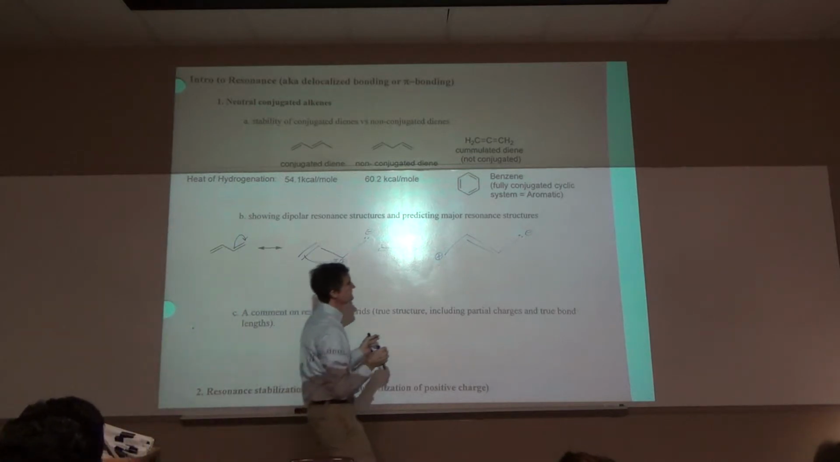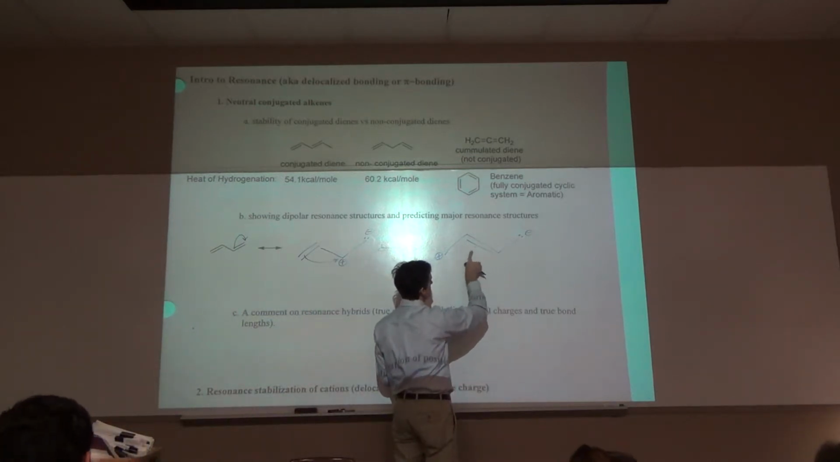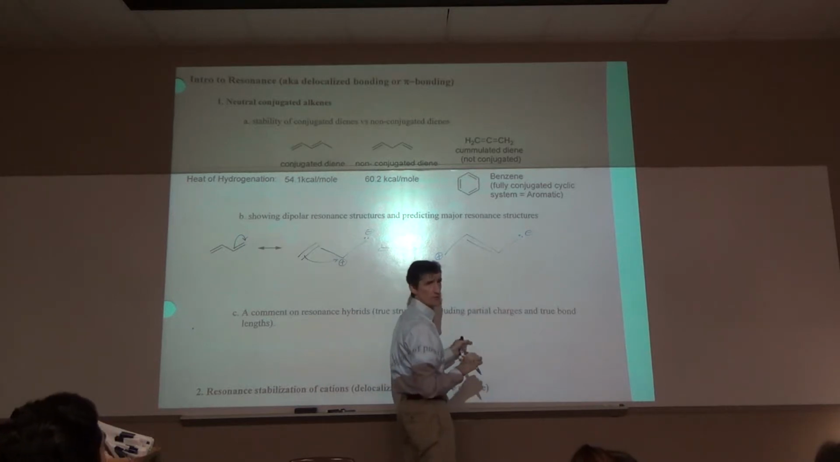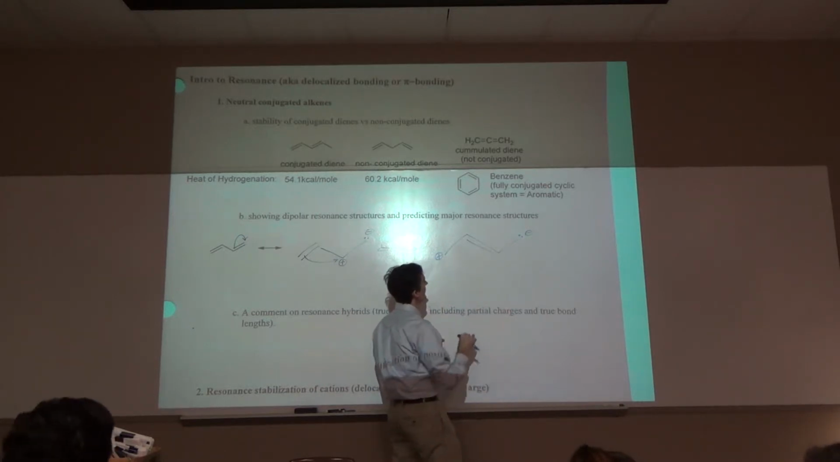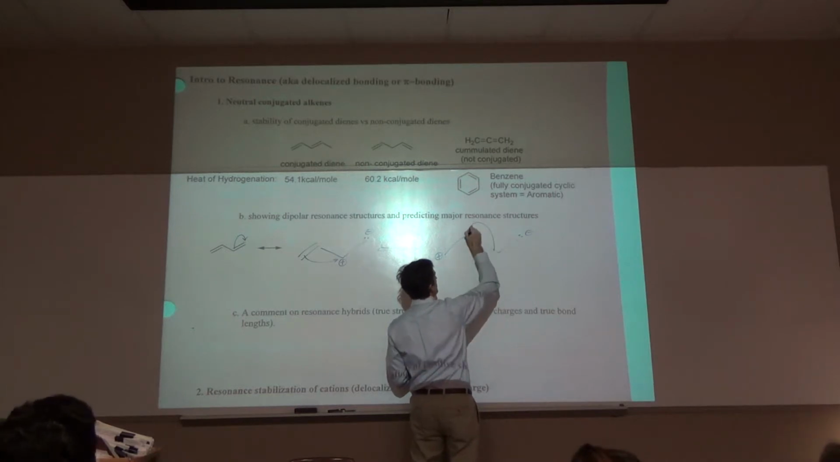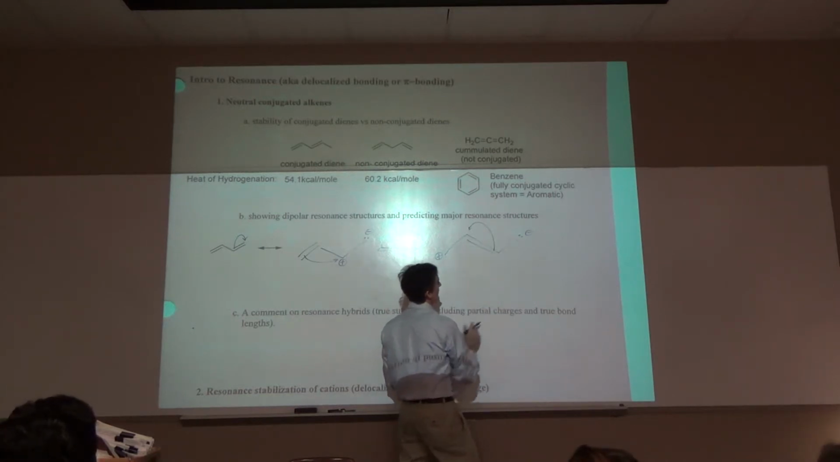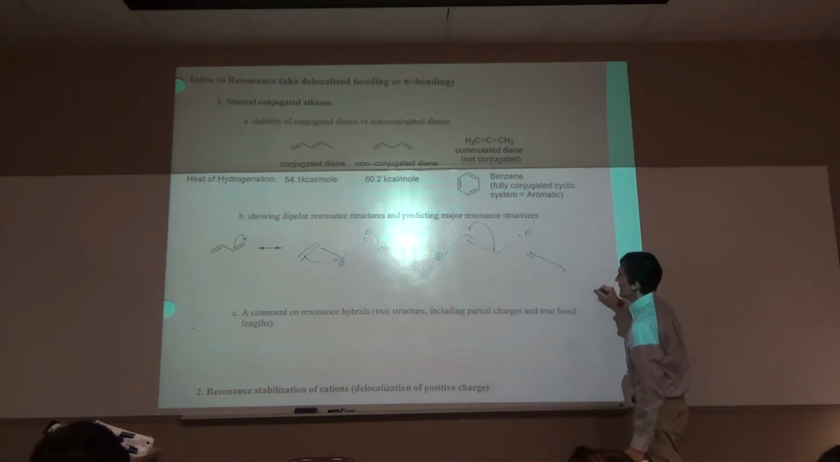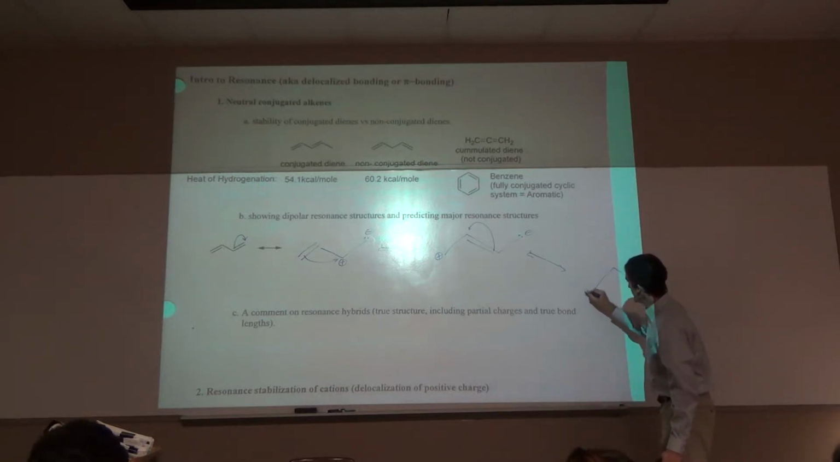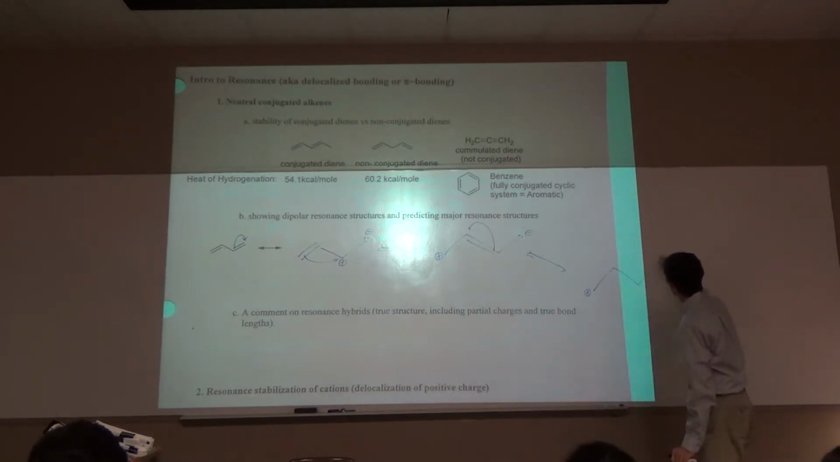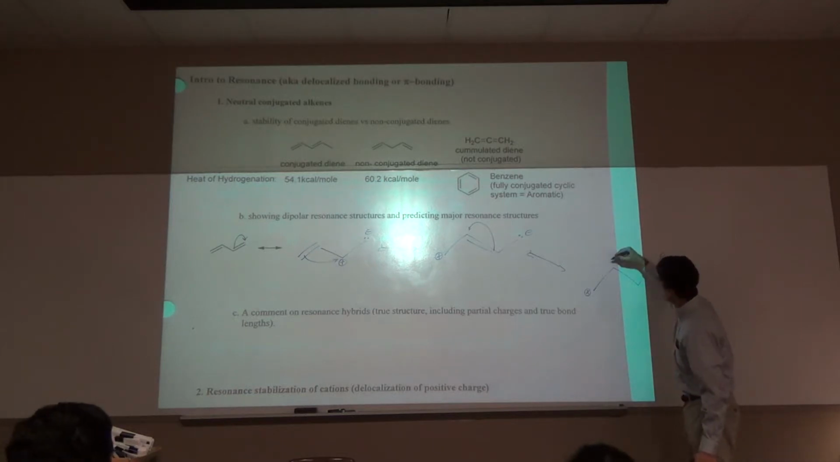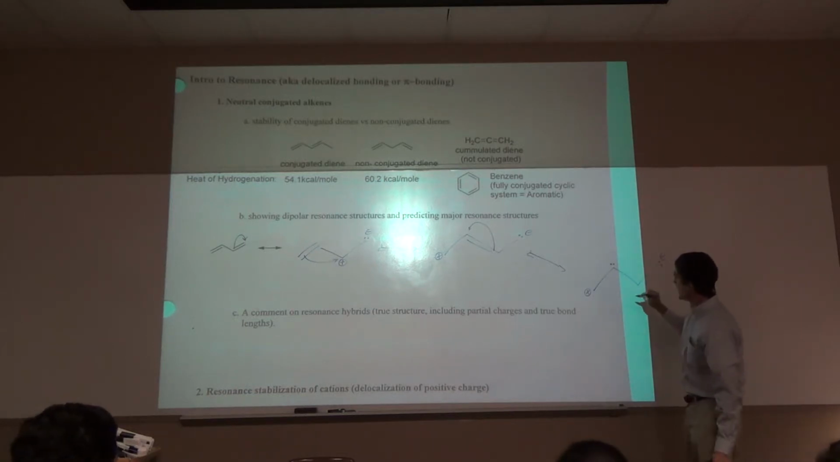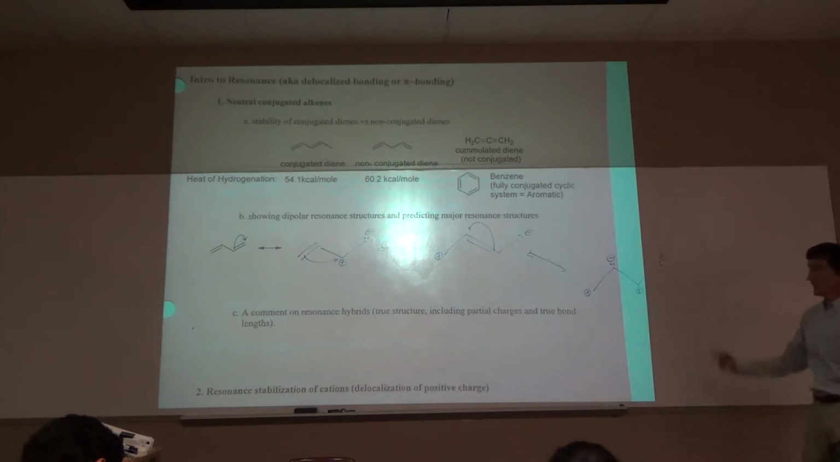Let's see. Could we draw something else here? I'm going to draw something kind of real ugly. What if I took the pi bond and moved it here? What would that give? Boom, boom, boom. I didn't do anything there, so that should be the same. What's now on this carbon? A lone pair. All right, the charge is now negative on this carbon, and plus on the other. That's a resonance structure.